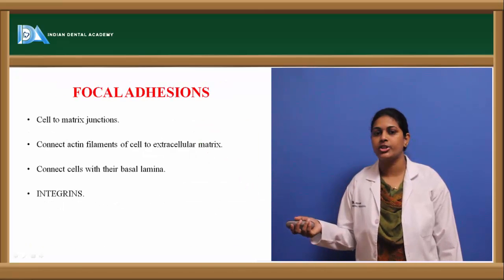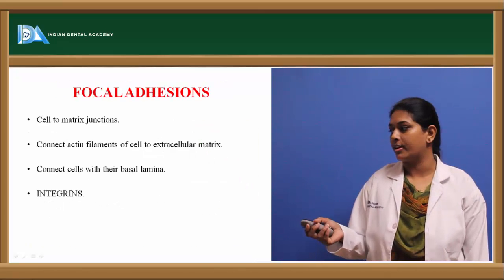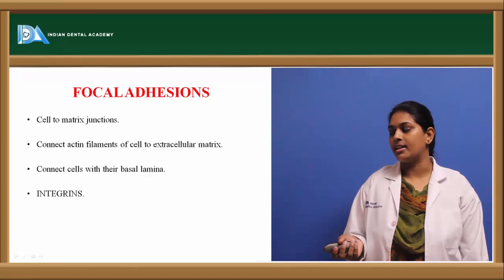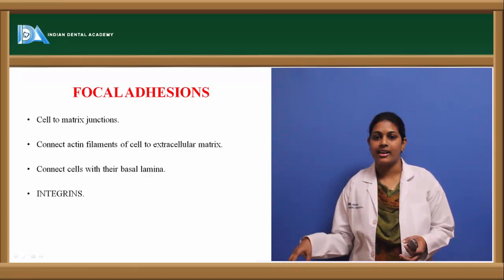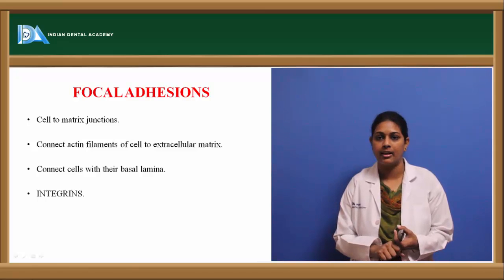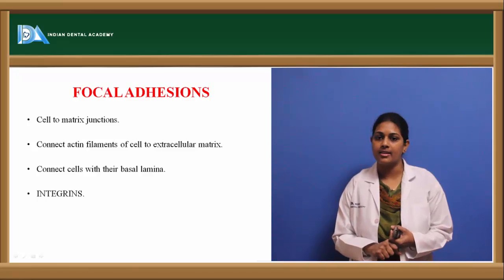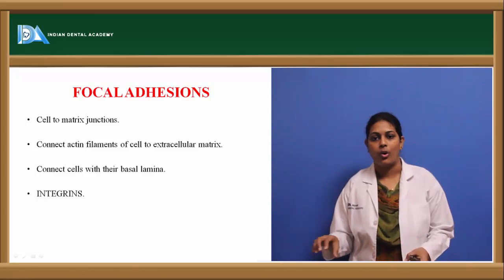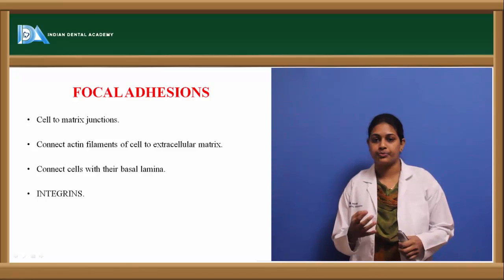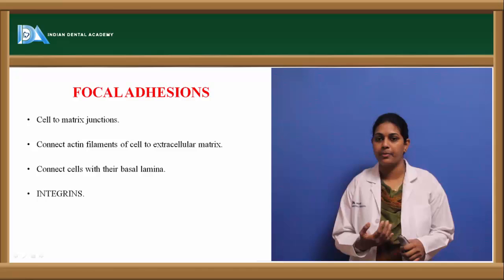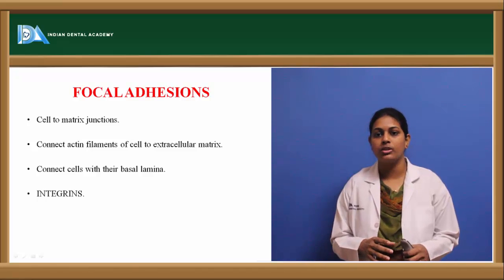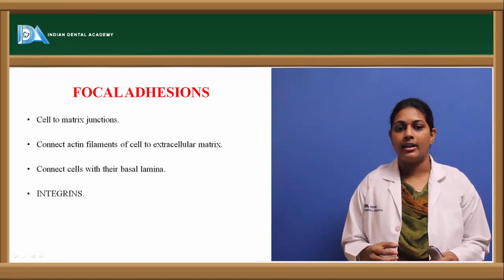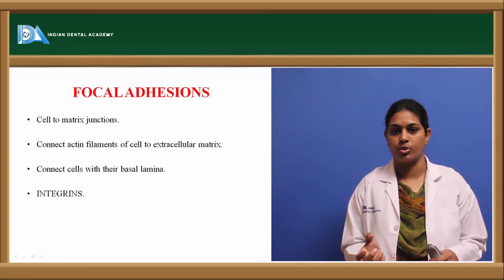Coming to the focal adhesions, that is the cell to matrix adherence junctions, they form adhesions only in focal areas. That is, say, the basal epithelial layer is attached to the basal lamina only in certain areas, only selective areas where nutrition is required for the epithelium, which is passed through these focal adhesion areas, and that is being provided by the connective tissue.